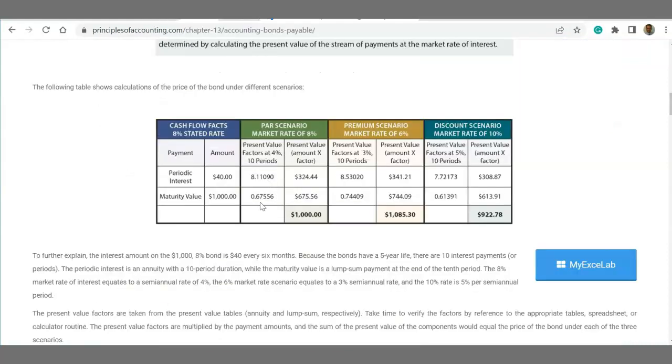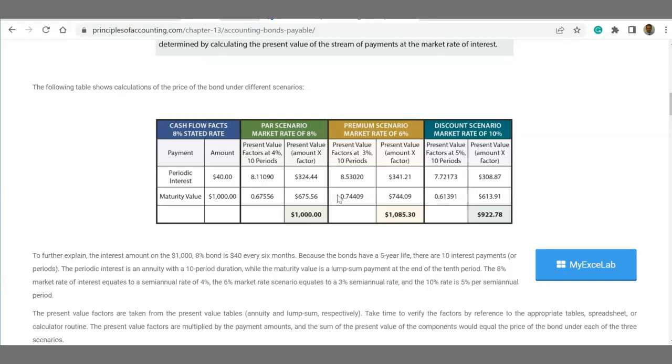And that will be 0.67556 multiplied by $1,000. The present value of that $1,000 later on, after 5 years, today will be $675.56 based on market interest rate of 8%. And then we add those two numbers that we calculated together, and this is the face value of the bond that will be issued. So we call it bond will be issued at par, or at face value, which is exactly $1,000.